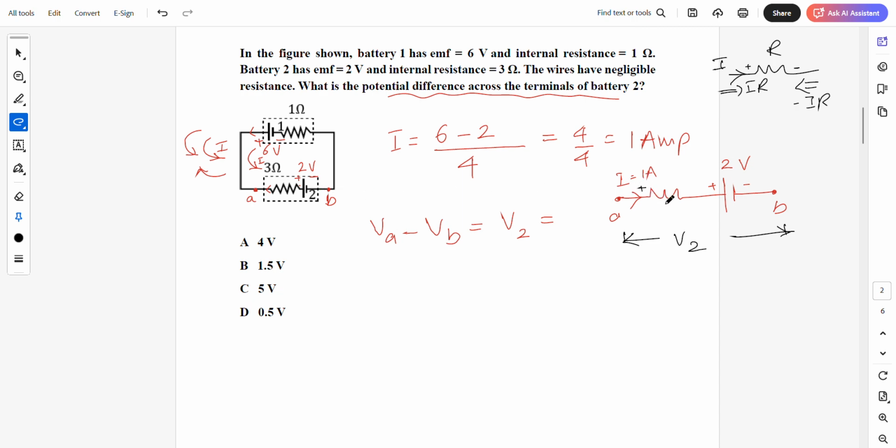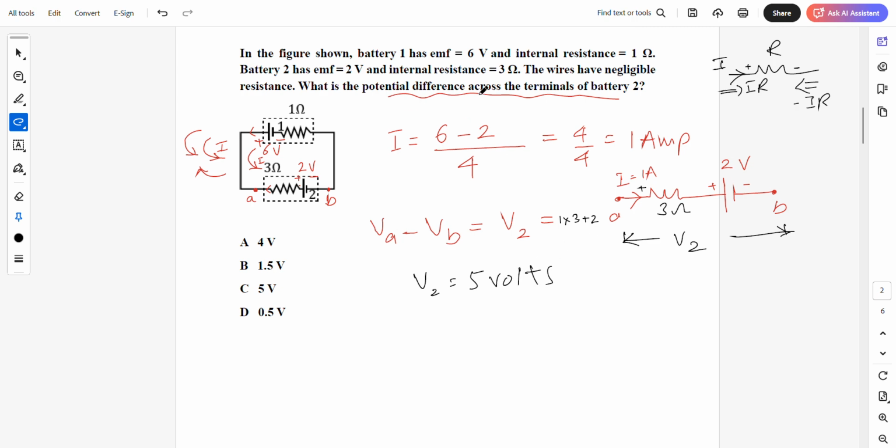How much is this resistance? 3 ohm. Okay, 1 into 3, right, is equal to what? 1 into 3 plus 2. Plus 2, why? Because what is the drop here? Drop is 3 into 1. Okay, that is 1 into 3 plus 2. That is equal to how many volts? Okay, V2 is equal to how many volts? 5 volts. 3 plus 2 is 5 volts.